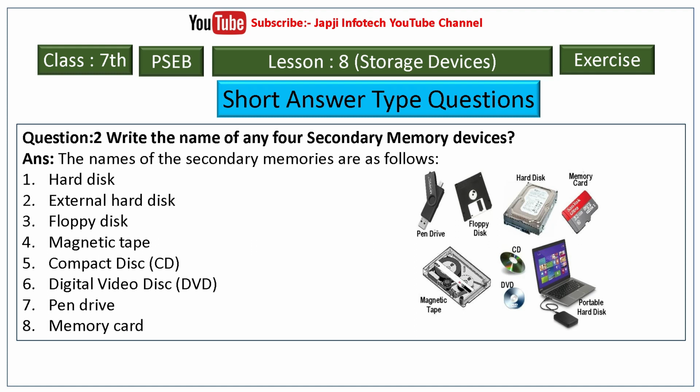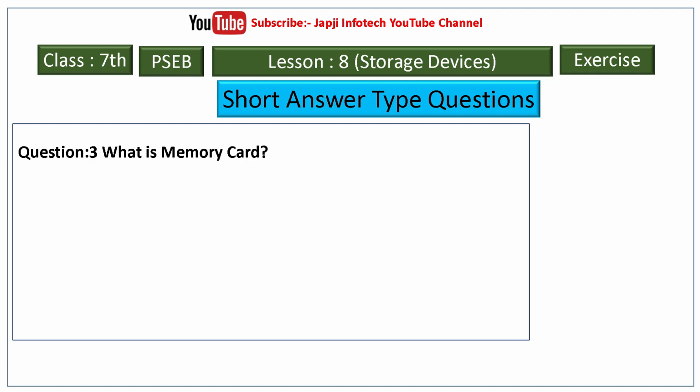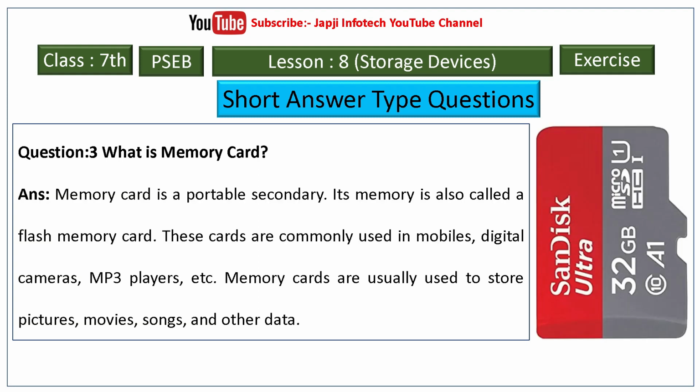is memory card. And third question is what is memory card, and the answer is memory card is a portable secondary memory. It is also called a flash memory card. These cards are commonly used in mobile, digital camera, MP3 player, etc. Memory cards are usually used to store pictures, movies, songs, and other data.